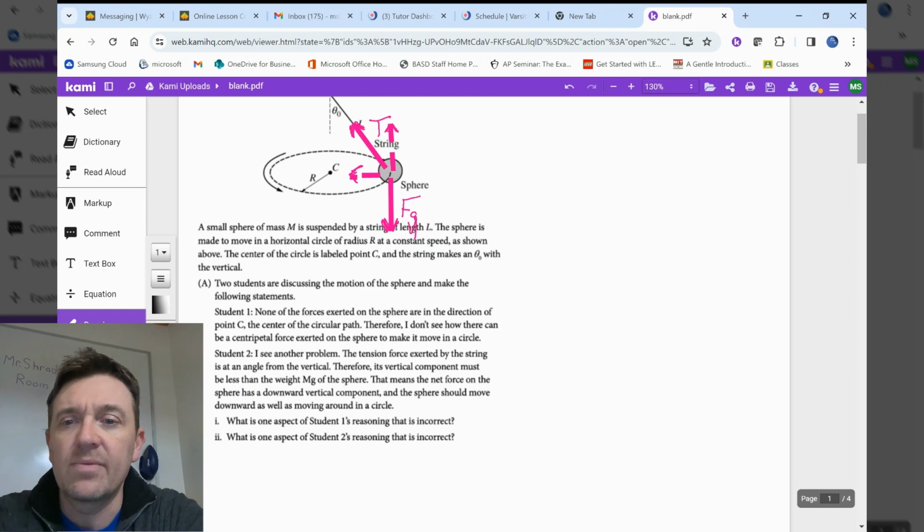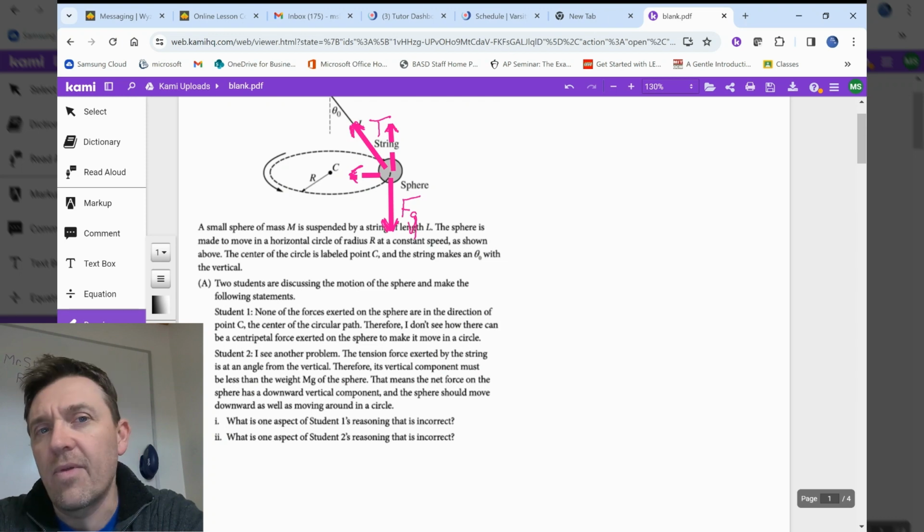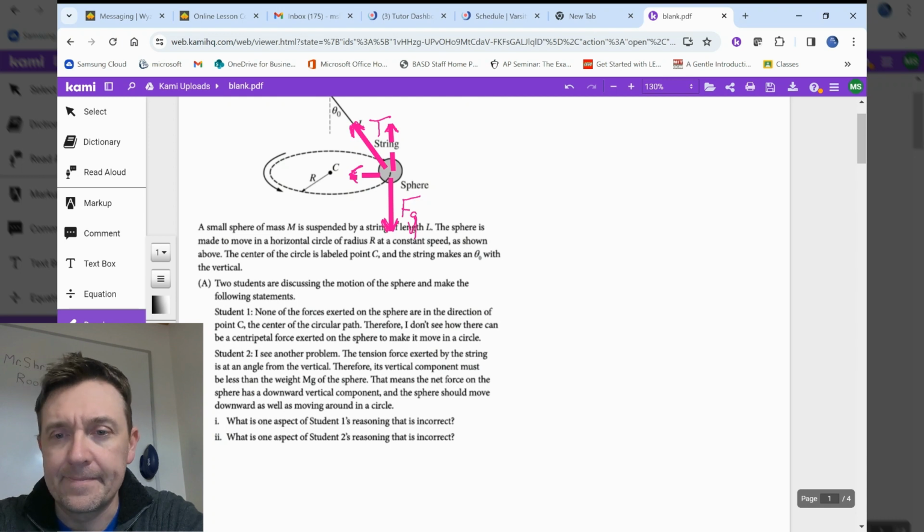Now let's pause here and read student 2's argument, and let's see if we can pick out the flaw in their claim. Okay, welcome back. You think you got it? Student 2 says they see another problem.